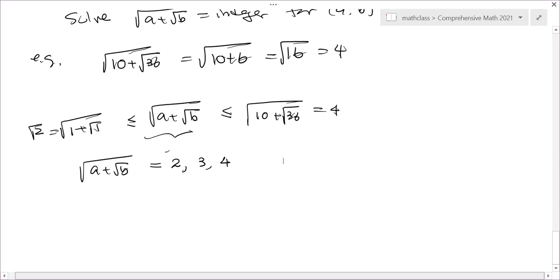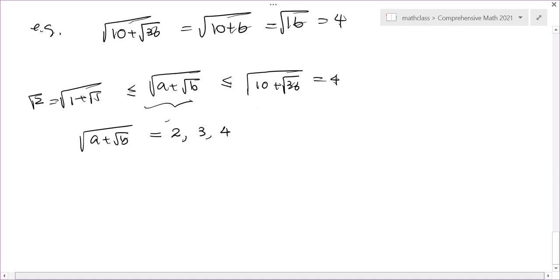So what kind of integer? It's not very arbitrary. It can be only three possible values. So you continue, okay? I hope we can find all of them.